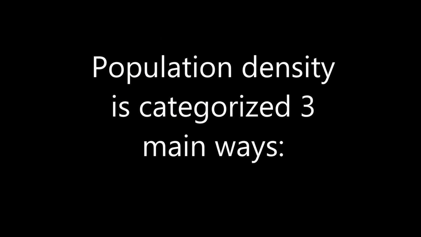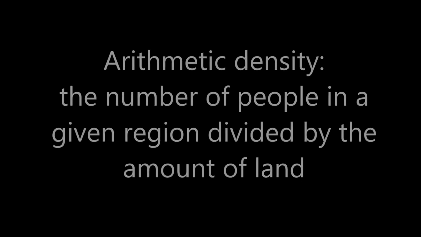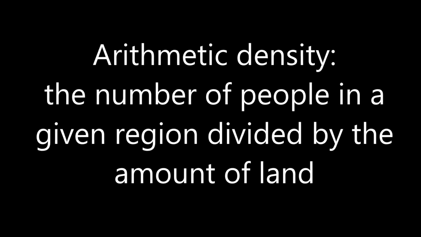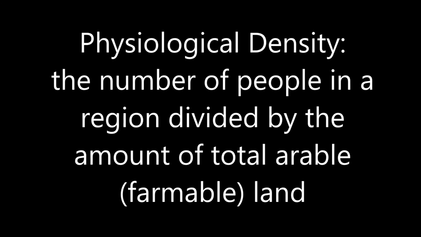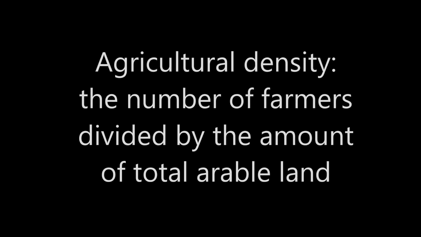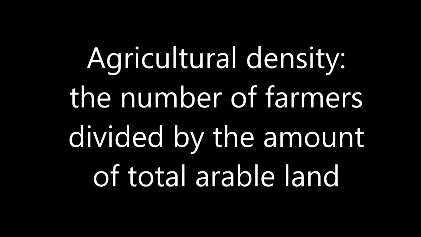Population density is categorized 3 main ways. Arithmetic density is the number of people in a given region divided by the amount of land. Physiological density is the number of people in a region divided by the amount of total arable or farmable land. Agricultural density is the number of farmers divided by the amount of total arable land.